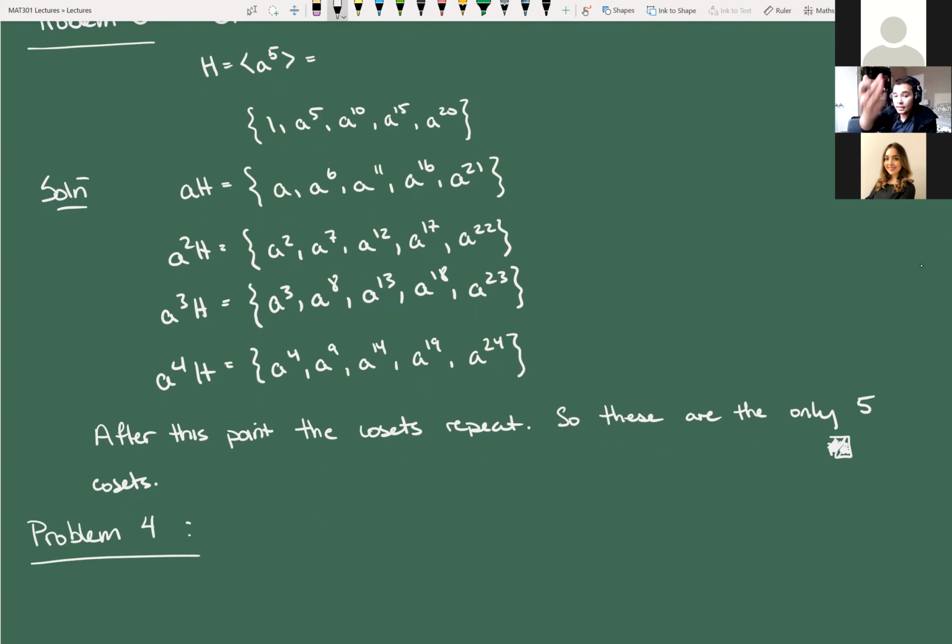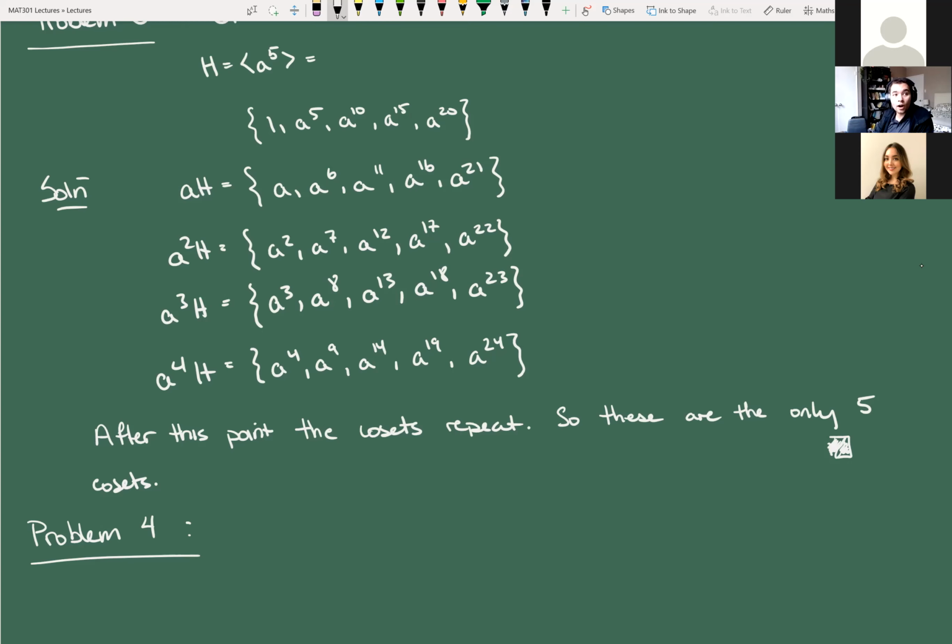So you can even just argue this with the pigeonhole principle. The moment you write down 6 cosets, one of them had to have repeated, right? Because I have only 25 elements of the group, and if I have 6 cosets, each with 5 elements, that's 30 elements. So 2 of them must have had an element in common, and the moment 2 cosets have an element in common, they are the same coset, right? We learned that on Monday. So you can kind of pigeonhole that too, which is nice.